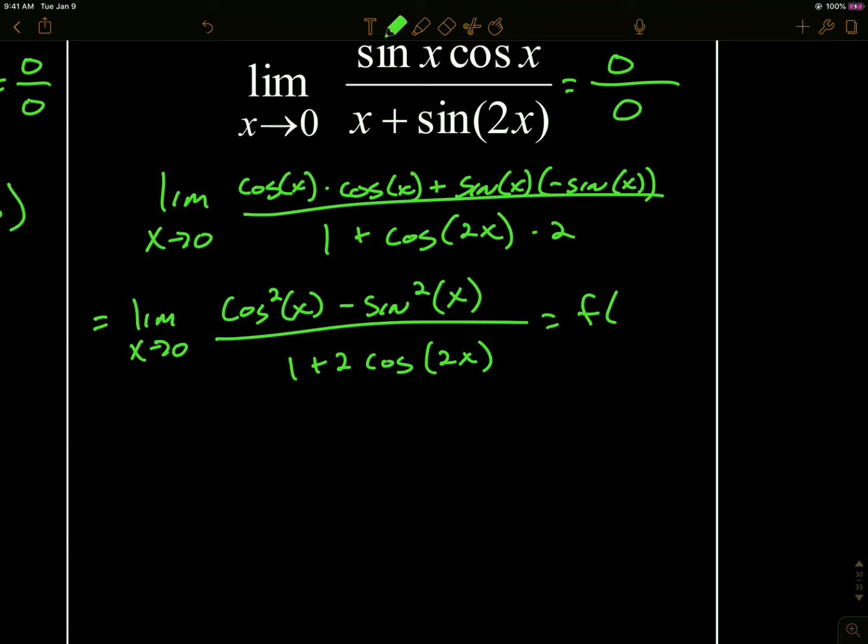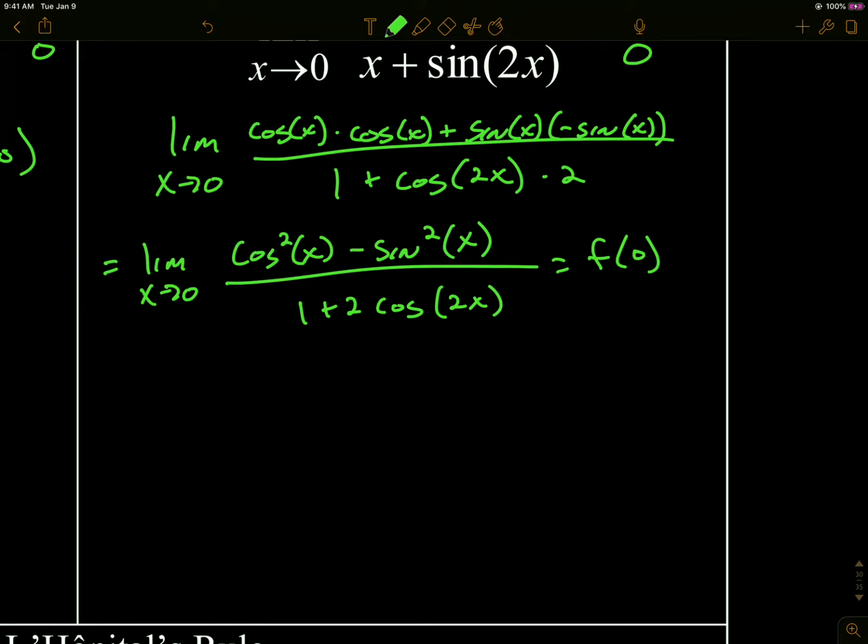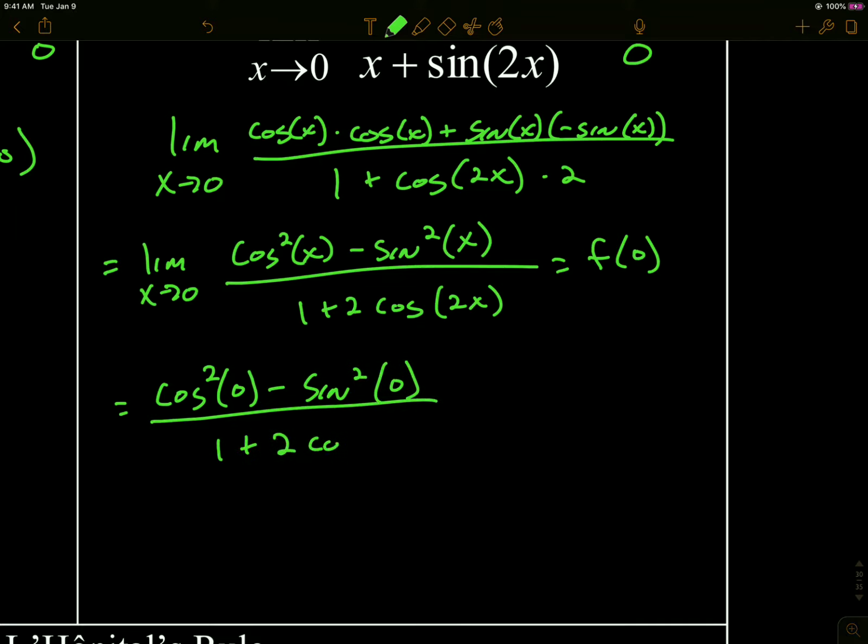Now I can retry direct substitution. And I get cosine squared of 0 minus sine squared of 0 over 1 plus 2 cosine of 2 times 0. So that's going to be cosine of 0 is 1. Sine of 0 is 0. Cosine of 0 is 1. So I'm getting 1/3.